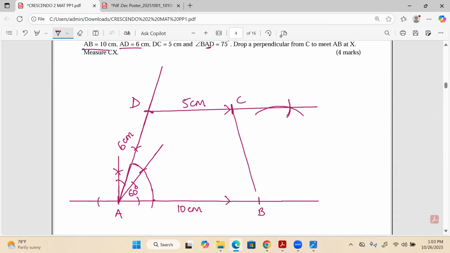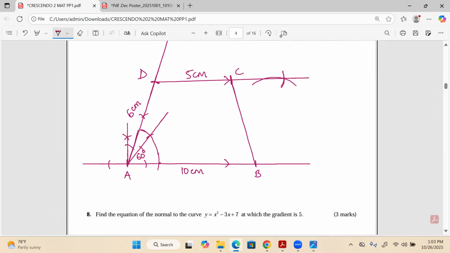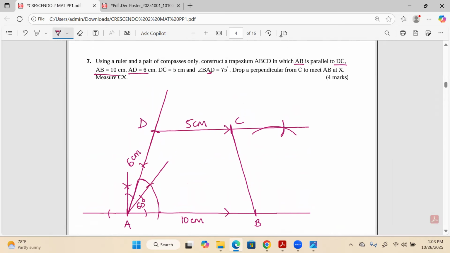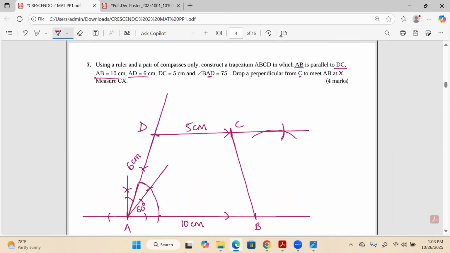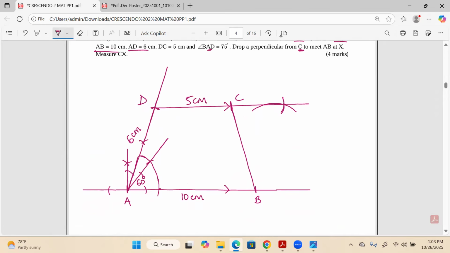And now I join it. That point should be joined to B. Now I'm having my trapezium. Drop a perpendicular from C to meet AB at X.